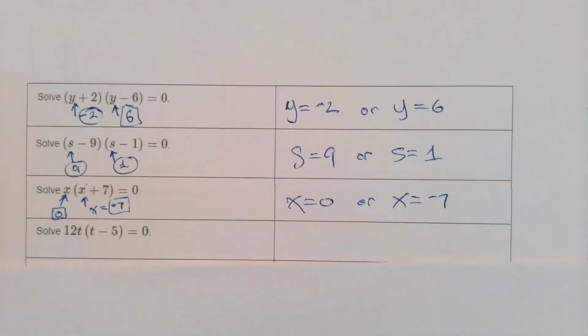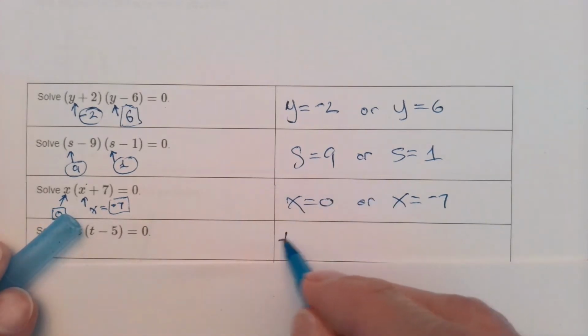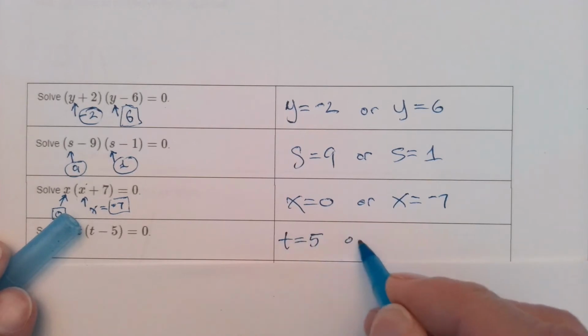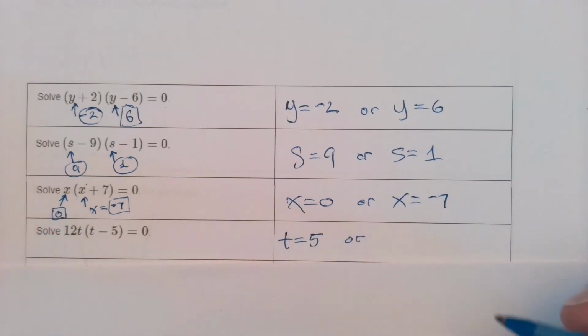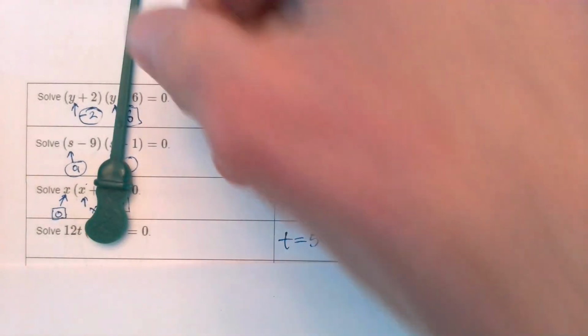This problem is very similar to the last one. You get one of your answers out of the t minus 5 factor, and of course that would be 5 minus 5. So t equals 5 is one of the answers. To get the other answer, you need to cover up the t minus 5.